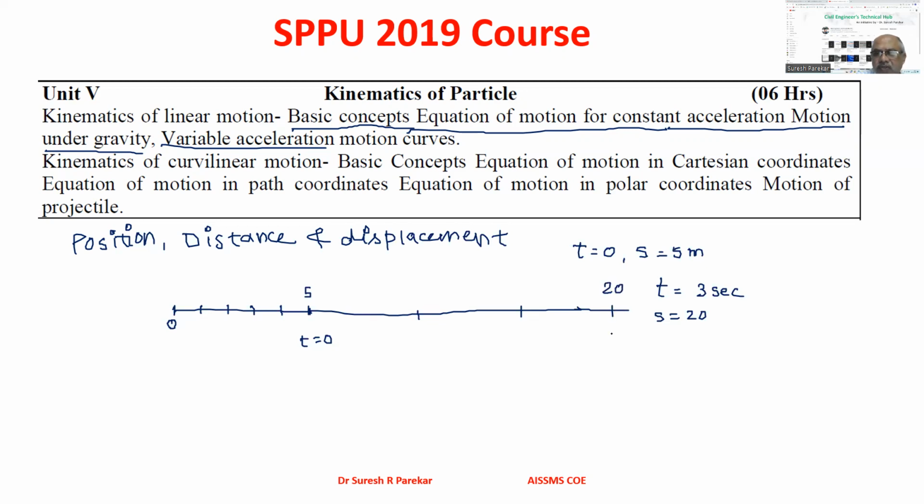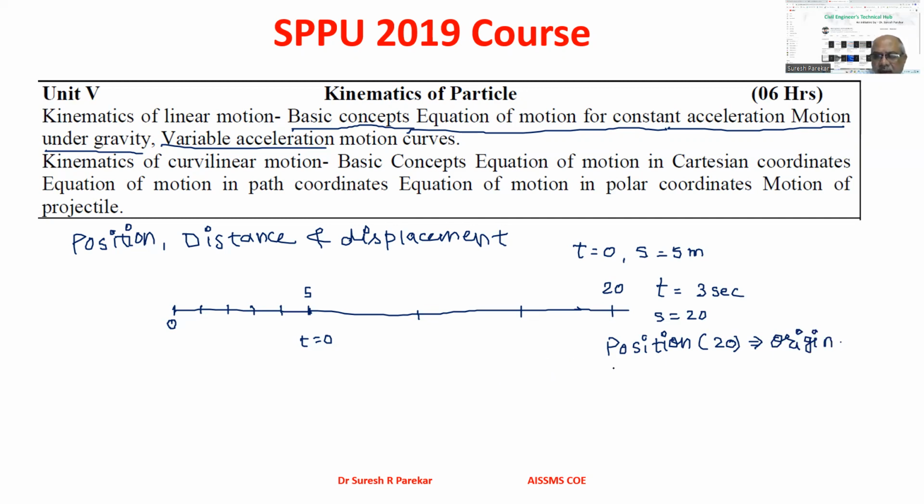Now this 20, this is position. Position of the particle is 20, means position is always referred with origin.